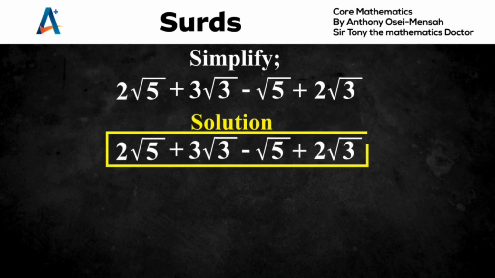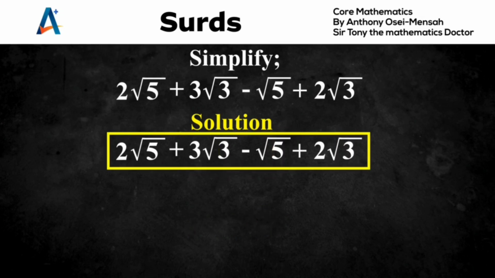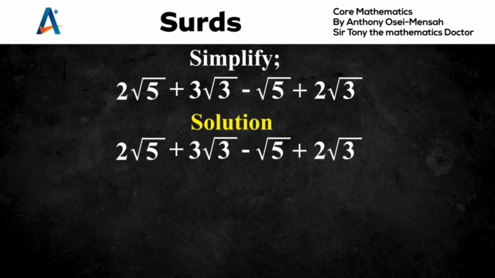Now all these terms here are surds because there is a square root of a number that cannot be reduced into a whole number. So 2 root 5, 3 root 3, minus root 5 and then 2 root 3 are all surds in their simplest form. Now before you can add or subtract these surds, we need to make sure they are like surds. 2 root 5 is not a like surd to 3 root 3 because root 5 and root 3 are not the same. So they are unlike surds.